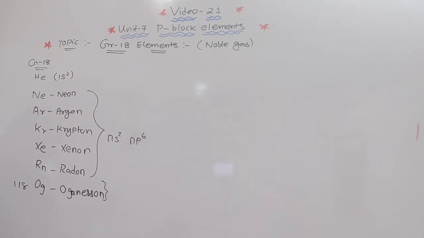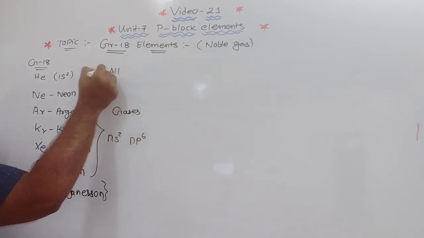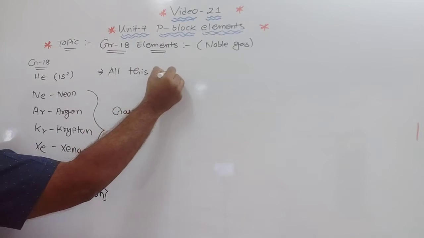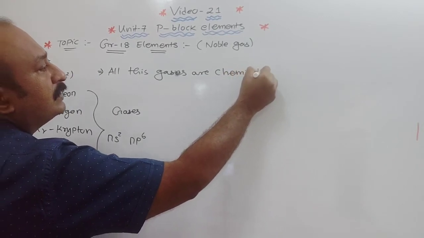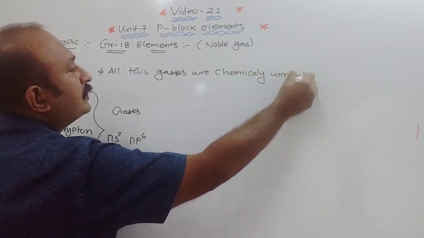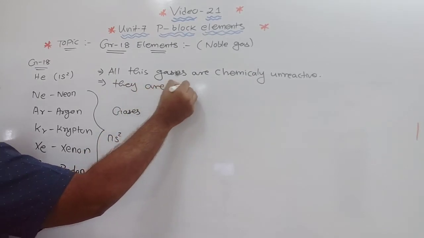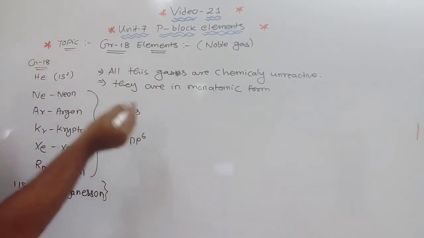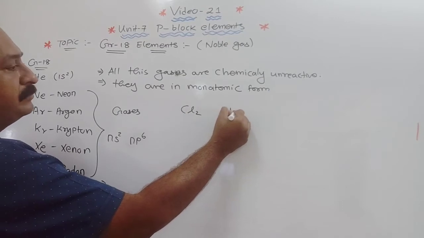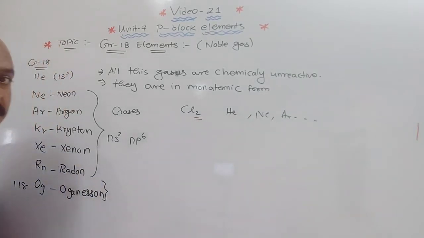Now, when we talk about these gases, all these gases are chemically unreactive. Clear? Second thing, they are in monoatomic form. It is not like fluorine is F2 or chlorine is Cl2. Helium, neon, argon, these are all in monoatomic form, not like two atoms coming together. Understood?